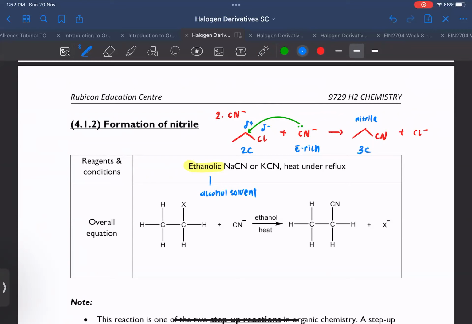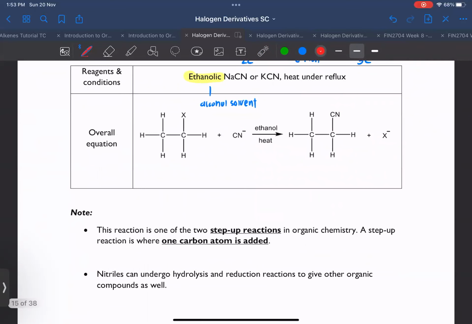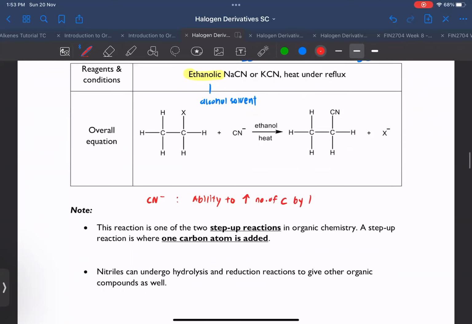In fact, it doesn't have to be just from two to three. I can have a four carbon reactant and I can increase it to five carbons. And that's very important for the tutorial we're going to do today because I need you to realize this. This CN minus has the ability to increase the number of carbons by one. And this is known as a step up reaction.